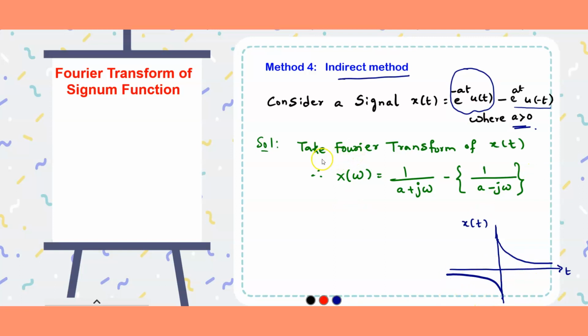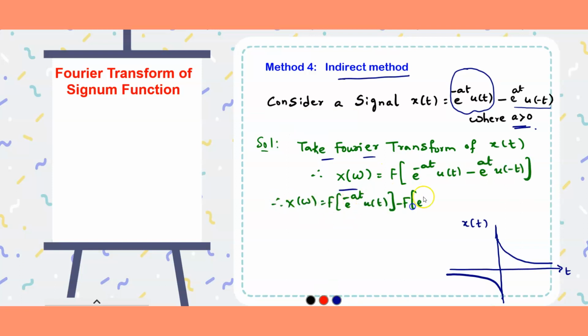What you can do, take the Fourier transform of x of t. So X of omega is equal to, as per the linearity property, you can take it as two separate Fourier transforms. The Fourier transform of this is equal to 1 upon a plus j omega, and this is 1 upon a minus j omega. Now compare this on the left side.